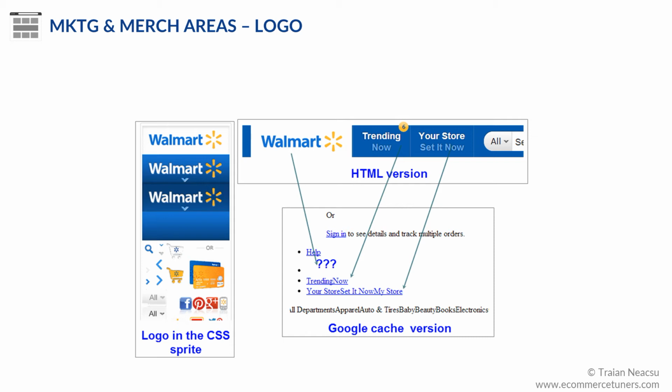There are also implementations that don't allow alternative text on logos. One such implementation is the use of CSS backgrounds or using CSS sprites. In this example, you can see how Walmart uses CSS sprites for their logo and other icons. In the cached version of the page, the alt text for the logo is missing since the logo was implemented as a CSS background.